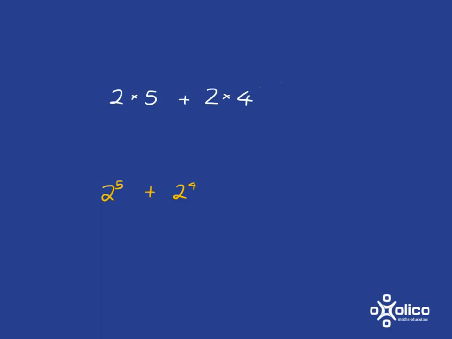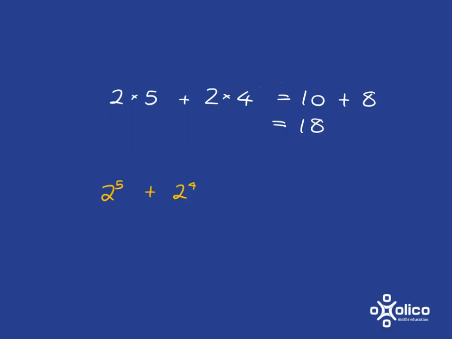Let's just emphasize the difference between multiplying by a number and raising to a power. So what's 2 times 5 plus 2 times 4? Well, 2 times 5 is 10, and 2 times 4 is 8, and so in total here, I'll have 18.